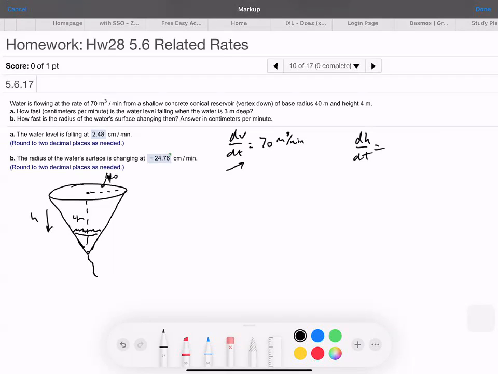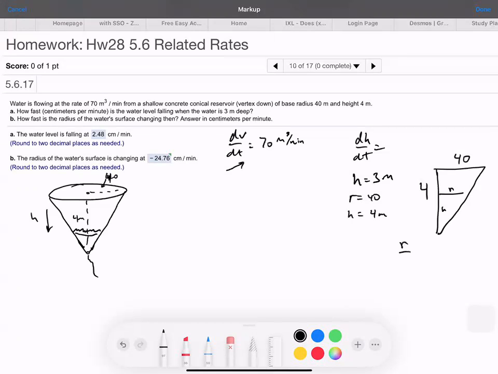When the water is 3 meters deep, so the height is 3 meters at that time of it falling. Okay, what else do I know? We said the initial radius is 40 and the height is 4 meters. I'm going to draw this out on the side real quick. This is the triangle we're going to use to relate my R and my H. My original triangle is 40 in radius and original height is 4.